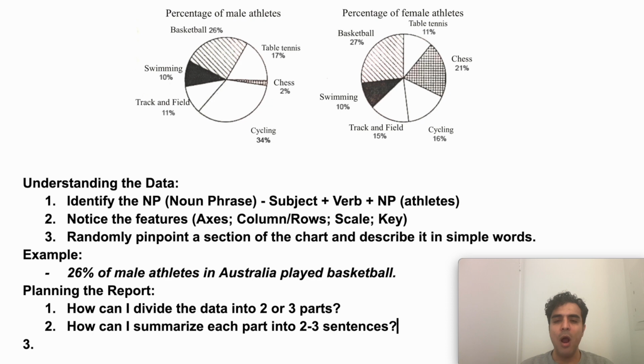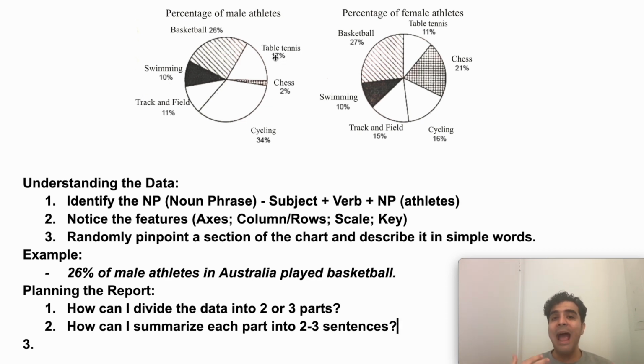Now, if I describe everything I see in these 2 pie charts, how many sentences will I end up writing? Well, I know I have 2 paragraphs. In the first paragraph, if I write 1 sentence for basketball, 1 for swimming, 1 for track and field, 1 for cycling, 1 for chess, and 1 for table tennis, I will have written 6 sentences. And I'll probably have to do the same, right? Because I can't write 6 sentences describing the percentage of male athletes, but only 2 sentences for females. That way, I will not have balance across my paragraphs. So I need to have the same number of sentences in my paragraphs.